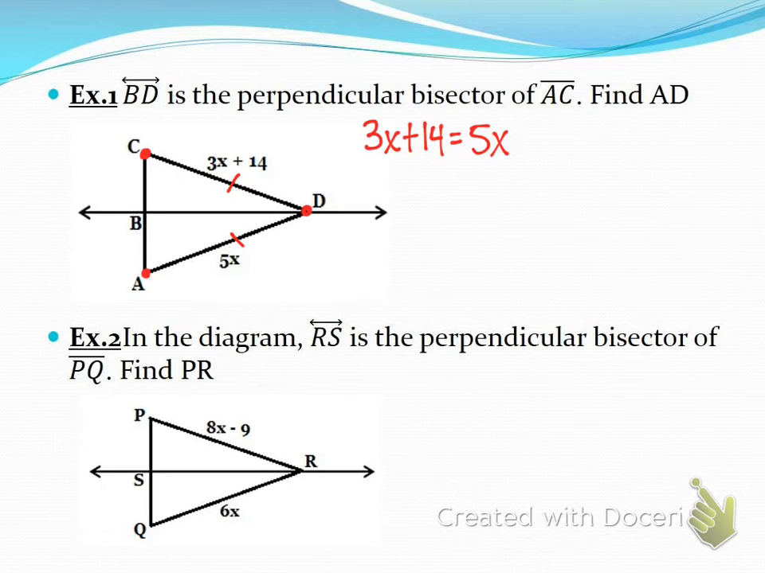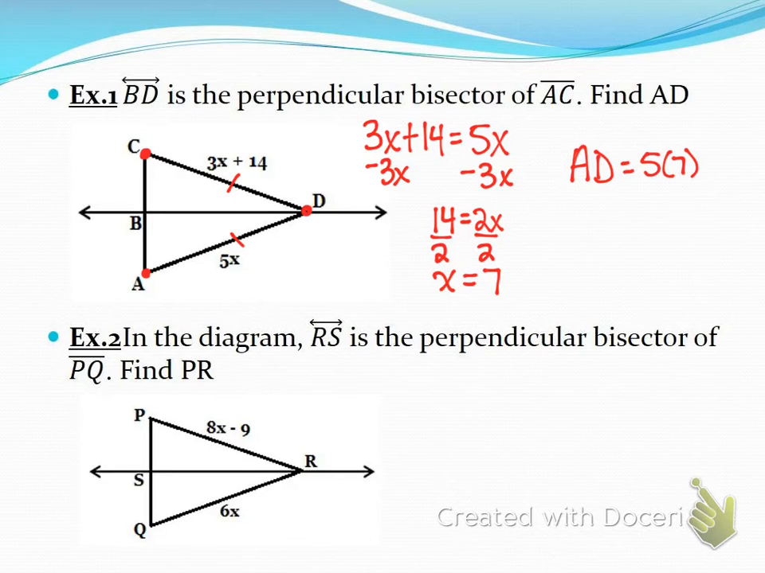To solve it, subtract 3x from both sides. 14 equals 2x. Last step. Divide. X equals 7. Are we done? No, they wanted AD, so we need to plug it back in. Good. AD, 5 times 7 gives us 35.